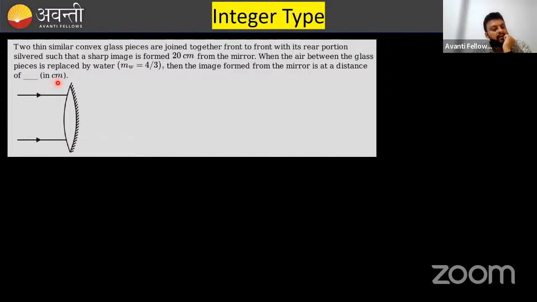Object is at infinite. That is for sure in both the cases. So image will be formed at the focus. So we need to find the focus in both the cases. That will be my answer. If I find the focus, that will be my answer.